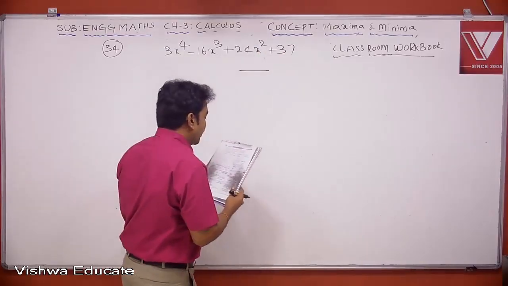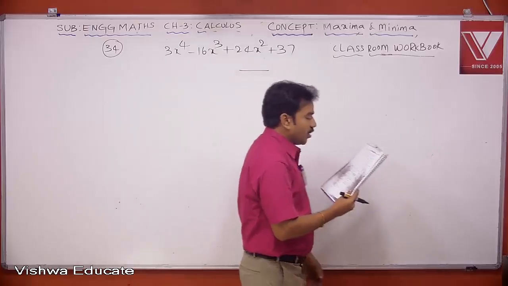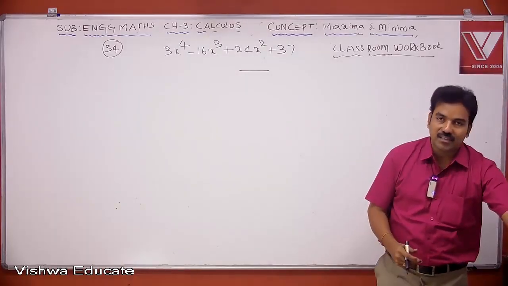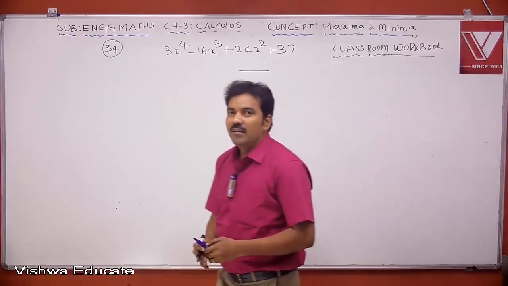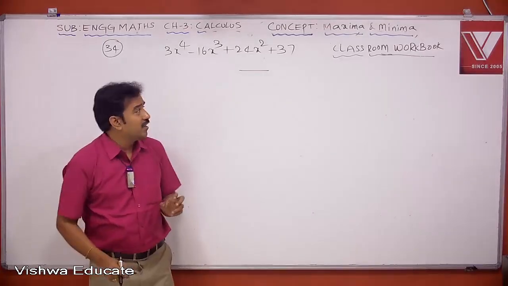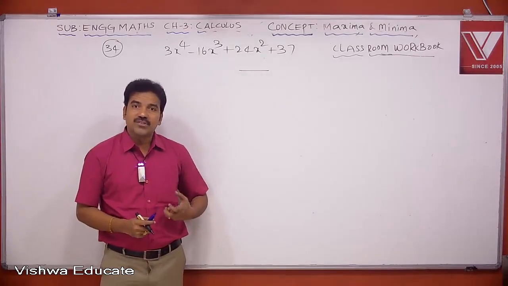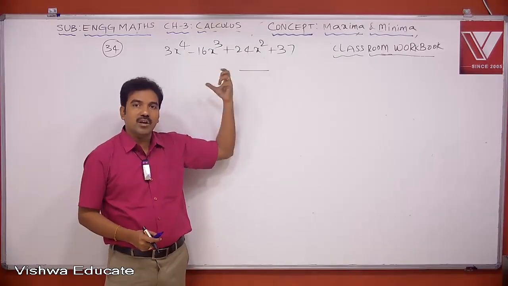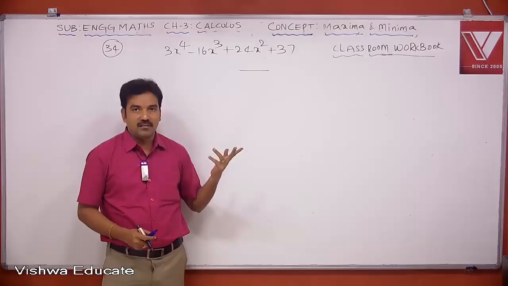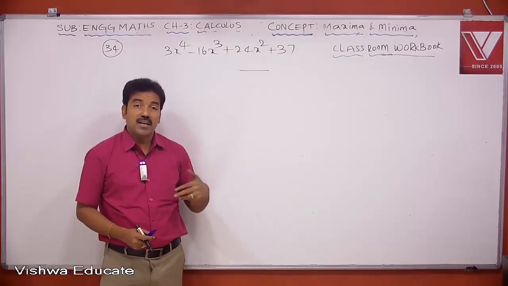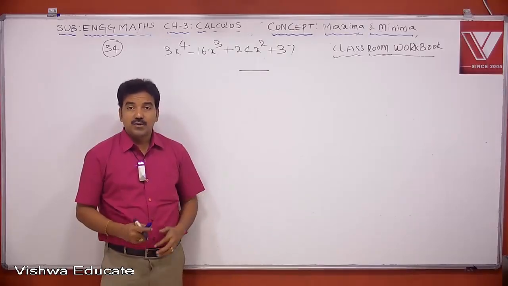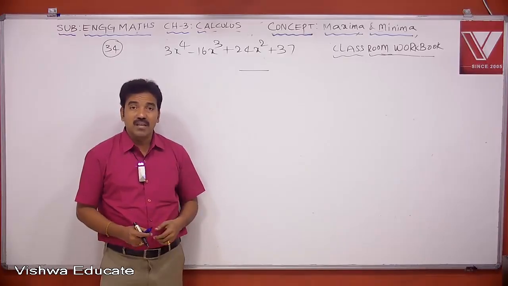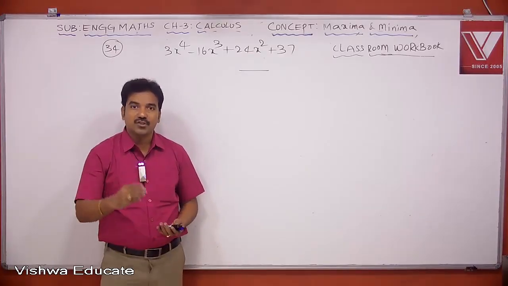They were asking the number of distinct extrema for the curve 3x power 4 minus 16x cube plus 24x square plus 37. So that means simply they were asking how many least stoppers and highest stoppers were there in this class. Always compare the function with a classroom. How many least stoppers are there? There can be more than one least stopper. There can be more than one highest stopper. So totally these points will be called extremum points.